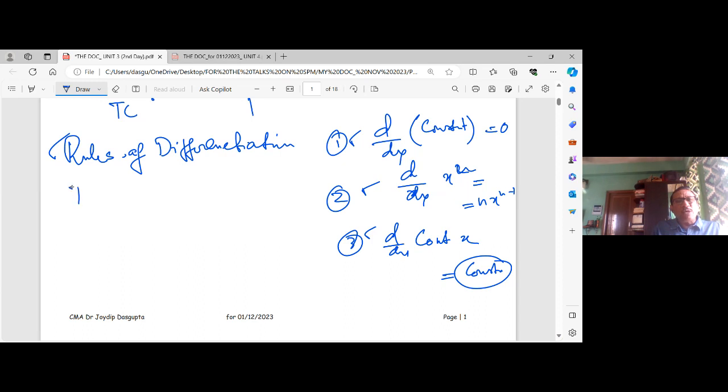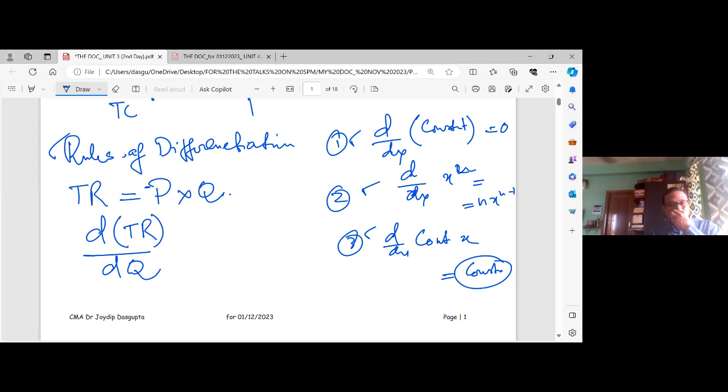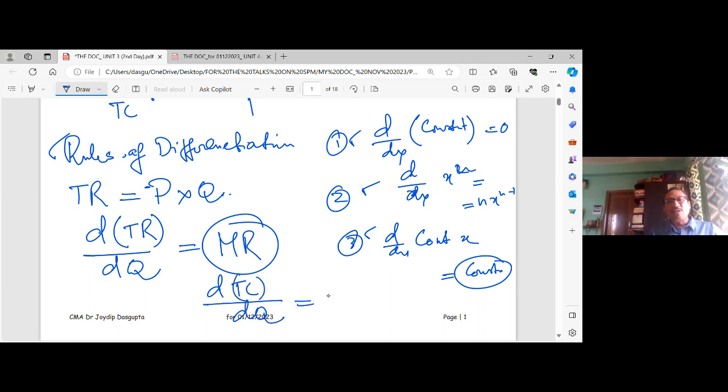For example, the total revenue curve is given as price into quantity. Total price into total quantity sold is the total revenue curve. You can differentiate the total revenue curve with respect to Q, if the quantity is taken in terms of Q, or in terms of X, as the case may be. This will give you marginal revenue. Similarly, if you differentiate the cost curve, this will give you marginal cost, that is, the cost of one additional unit. This concept is to be used here in detail, and it is one of the very important issues which come regularly in the examination.